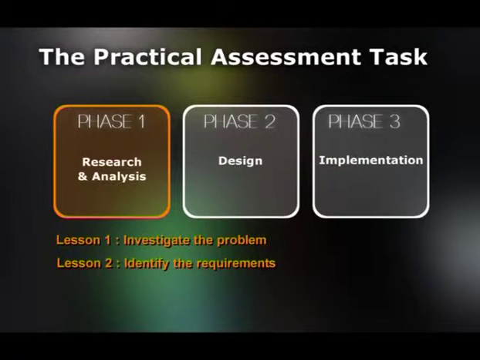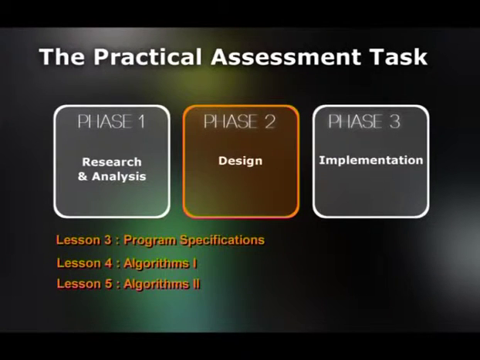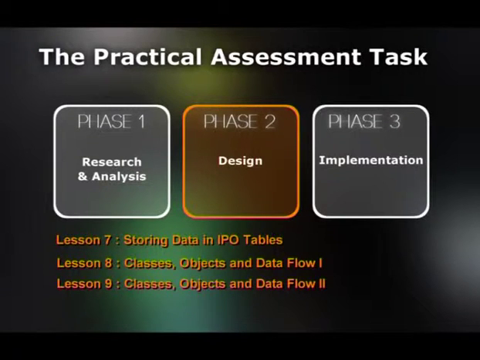In our previous lessons, we looked at phase 1 and many parts of phase 2. For example, we learned about program specifications, algorithms, IPO tables and classes, objects and data flow. In our last lesson, we started learning about how to store data in databases. And you can see here that we'll continue with databases in today's lesson.